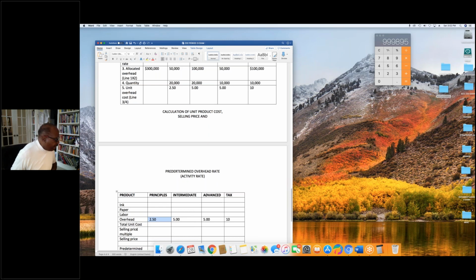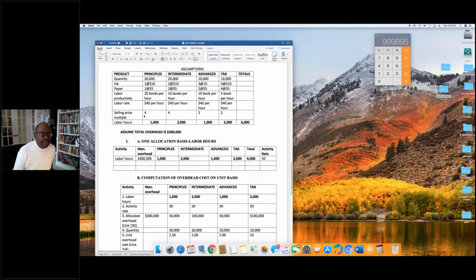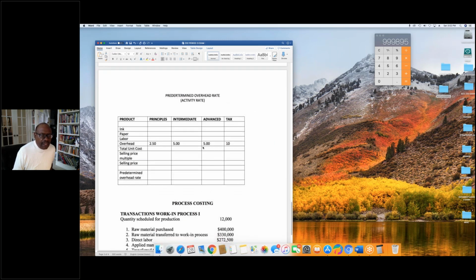So now we have the unit overhead cost. Now we got to put in ink, paper, and labor for each one, and then multiply by the selling price multiple. So let's just get these selling price multiples and pull those down. Okay, so we have our selling price multiples in now.